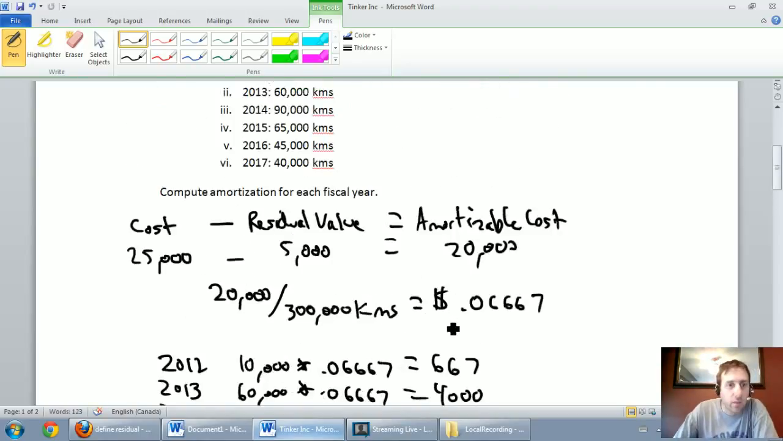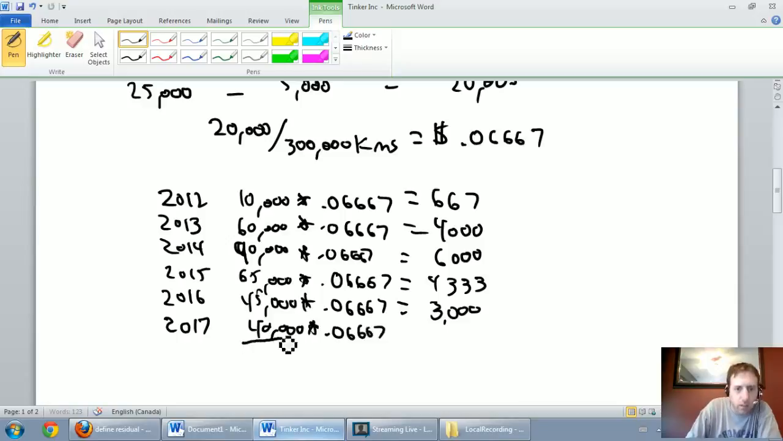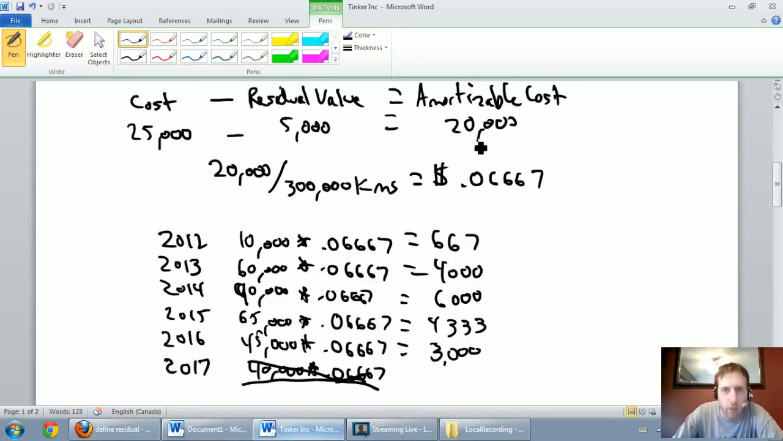Carrying on to the last one, 2017, it's 40,000 times 0.06667. Oops, wait a minute. No, it's not. Let's just write this out, but I'm going to explain why it is not that. So I'm just going to draw a big X through that, and we're going to talk about our last year of amortization. And this is relevant both for units of production and double declining balance. Now, we've estimated that this truck is going to drive for 300,000 kilometers, and we only want to amortize $20,000 from the value of our truck.